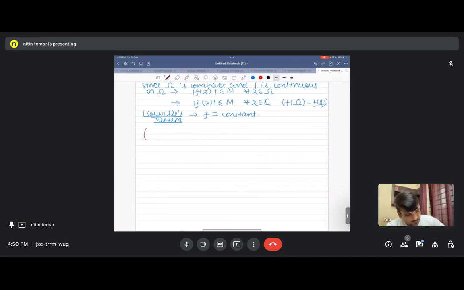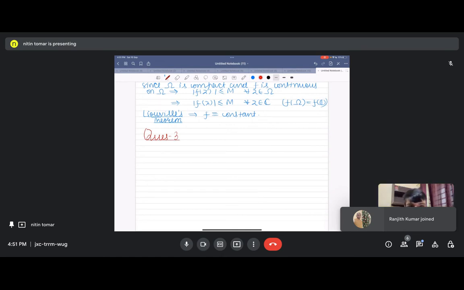Sir, is every periodic function analytic or not? Every periodic function? You can define a periodic function anyway, right? I mean, they need not be holomorphic. Periodicity and analyticity are unrelated. Neither implies the other. Is every analytic function periodic? No, definitely not.